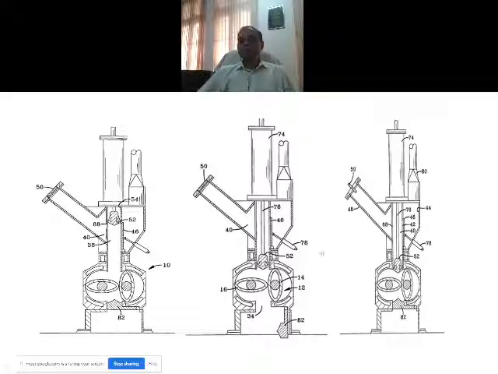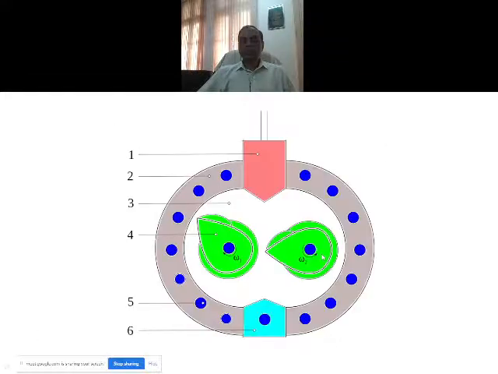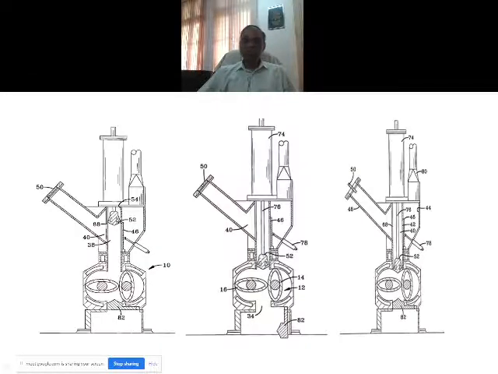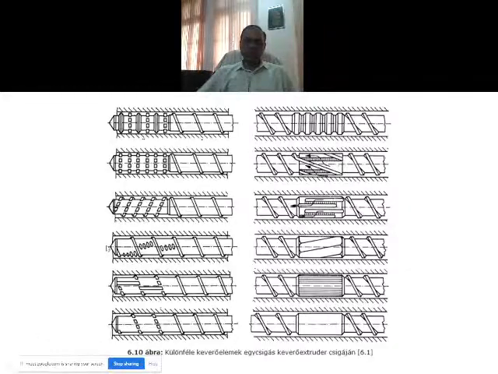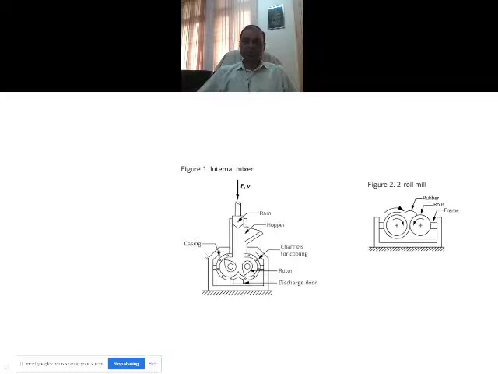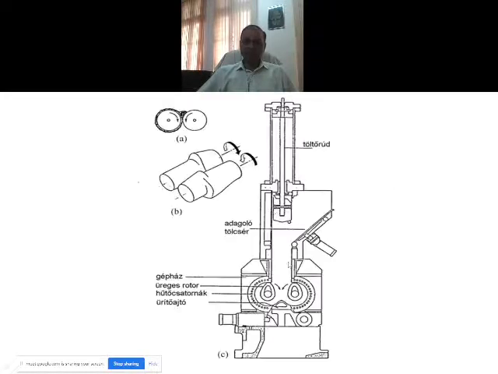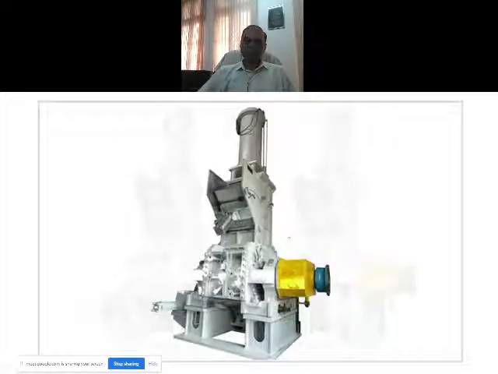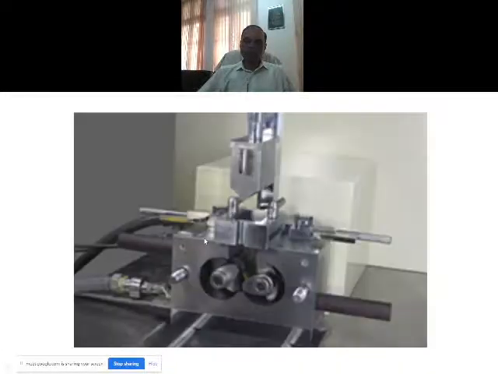So that is the internal mixer. Then the rest of the things you have mentioned here. So I would like you to be able to draw any one of these figures, not this one, any one of these figures, and a few rotor designs. These are all for your information, how it looks like.